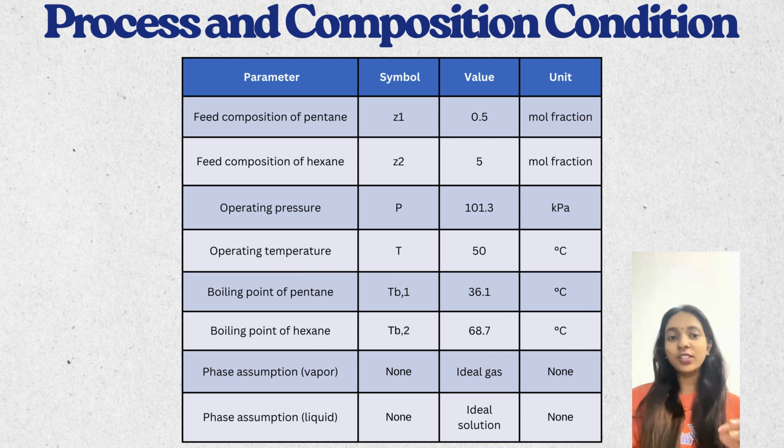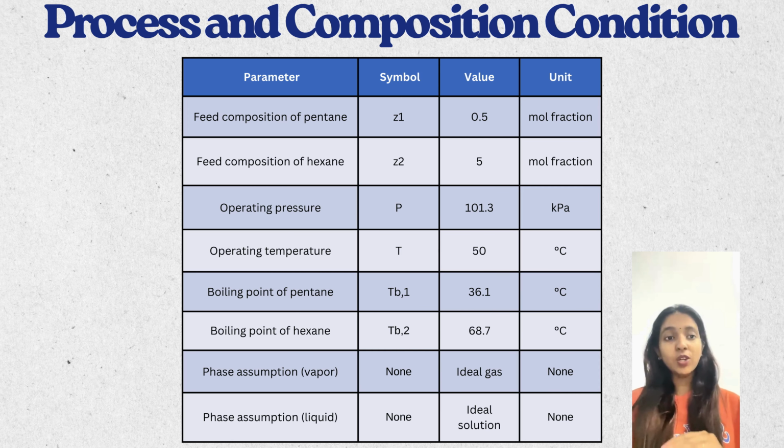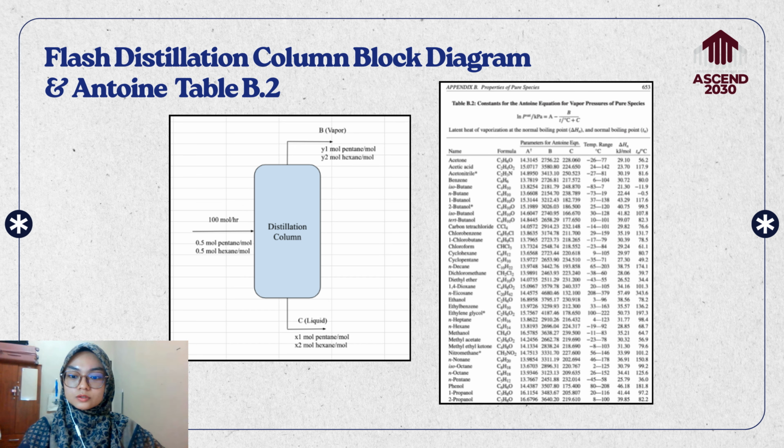Here, I have attached the table of operating conditions used in this study. The feed consists of an equal molar composition of pentane and also hexane. The system is operated at an atmospheric pressure of 101.3 kPa and a temperature of 50 degrees Celsius. The temperature lies between the boiling points of pentane and hexane, which ensures that both vapor and liquid phases are present during the flash process, making separation possible. So based on the introduction, we also stated the operating condition for this system.